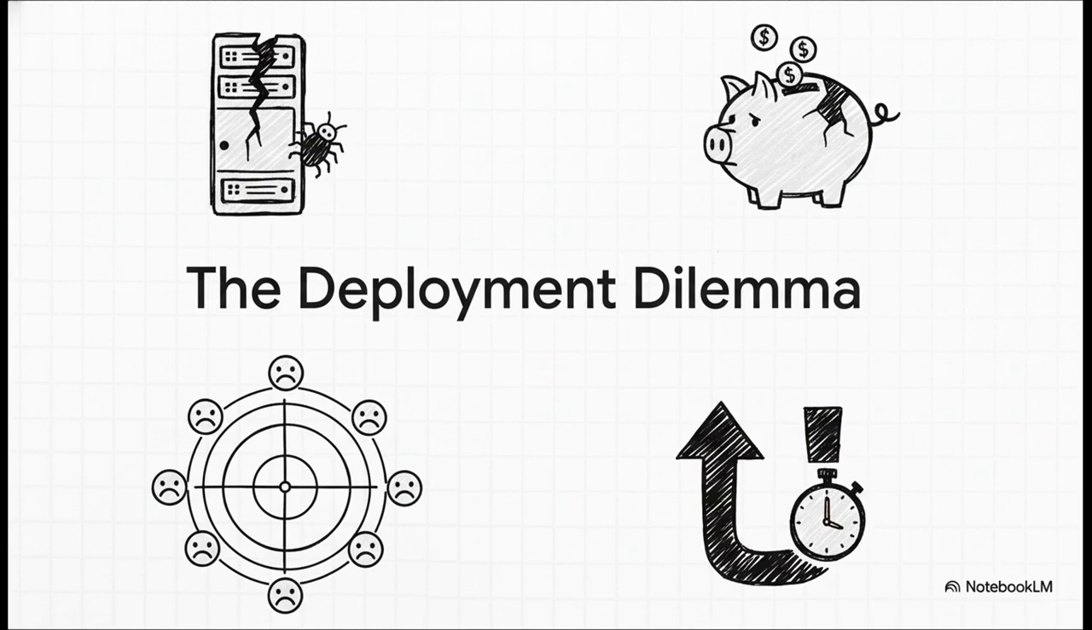And that's because the stakes are just incredibly high. A hidden bug can take down the whole system. Any downtime costs real money and loses user trust. And if things do go south, the blast radius, the impact on your users, can be absolutely massive. This is exactly why we have deployment strategies in the first place, to manage all this risk.